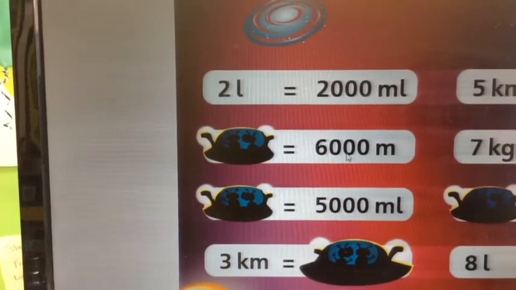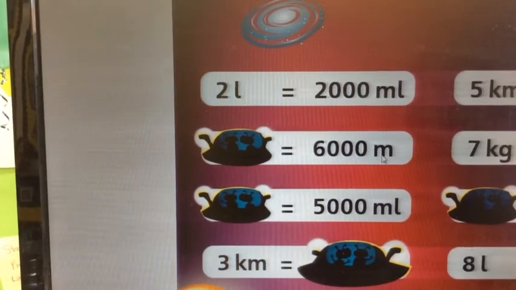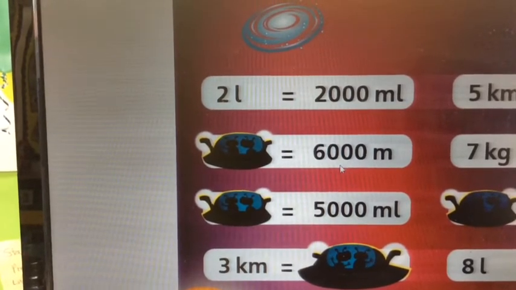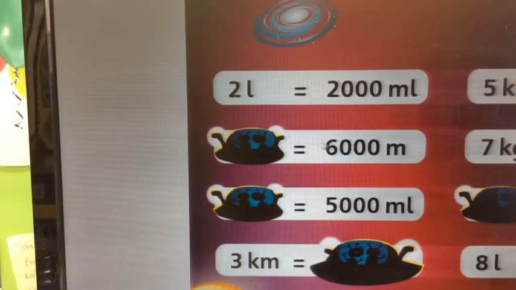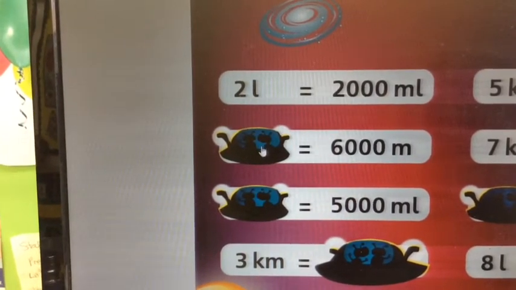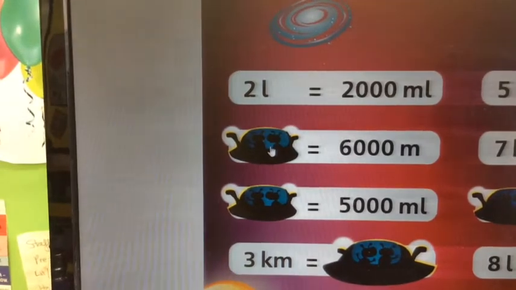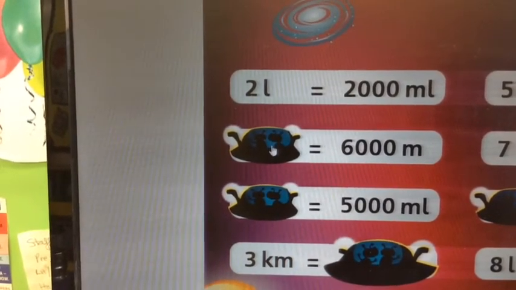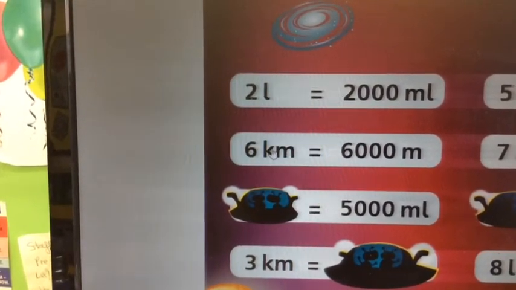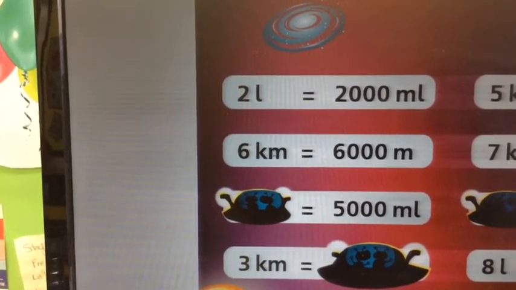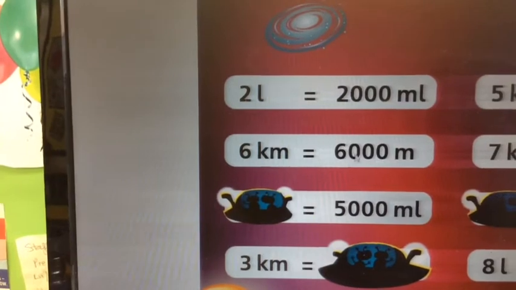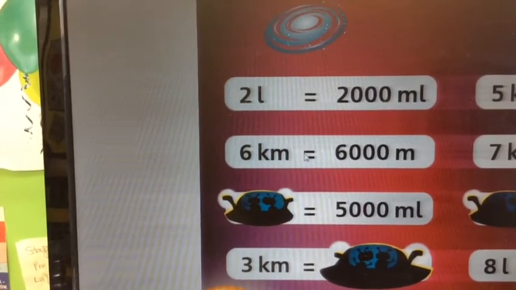What about this one though? We've got 6,000 m. What does that mean? It's 6,000 metres, isn't it? And they want us to convert it to kilometres. What do you think that would be? So here we're going for the tiny units to the big unit. So you knock off those 3 zeros, you're dividing by 1,000.